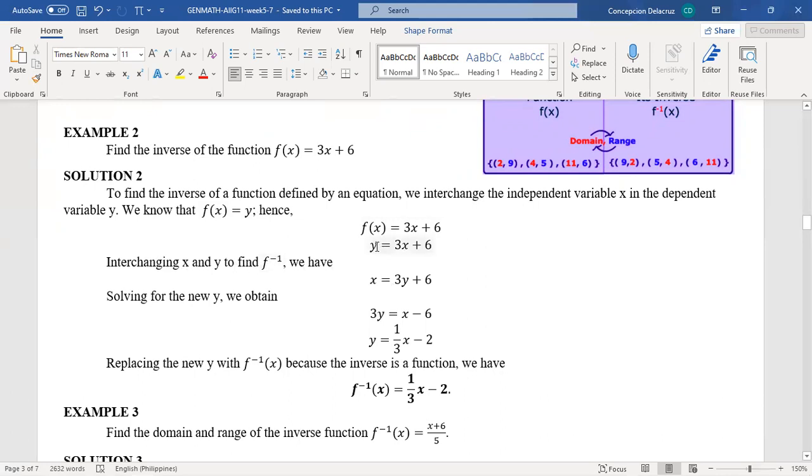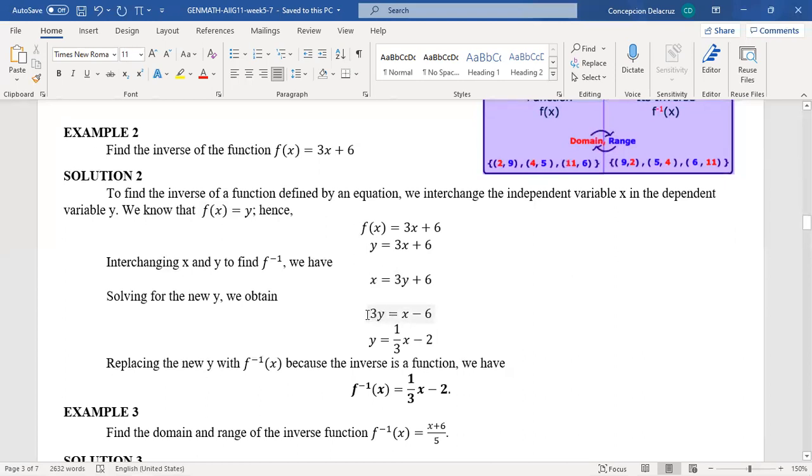So we have here, x became y and y became x. So we have x is equal to 3y plus 6. Next is solving for the new y. We obtained 3y plus 6, so we transpose 6. It changes sign, so 6 becomes negative 6. So we have 3y is equal to x minus 6.